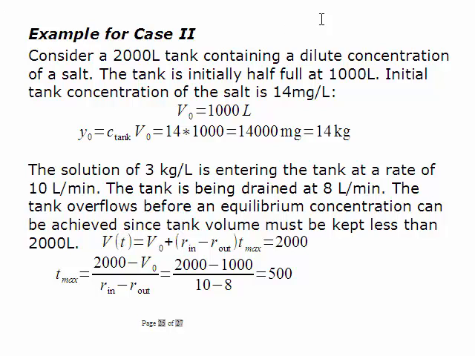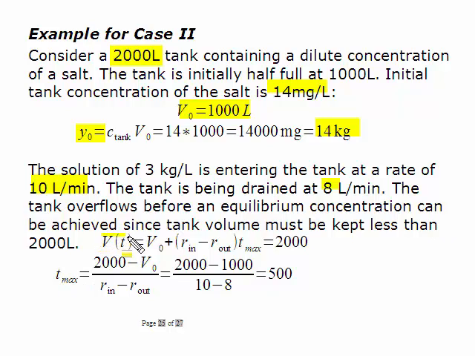So here's a case where we'll again use the 2,000 liter tank that we did before, but we'll only have it half full, so it only has 1,000 liters in it. We have an initial concentration of salt of 14 as before, but the initial amount in the tank is less than previously because there's only half the volume with the same concentration. I'm comparing this to case 1 that we did earlier. Now we'll have the same input concentration of 3 kilograms per liter, but it's entering the tank at 10 and leaving at 8. So we have to worry about the overflowing problem.